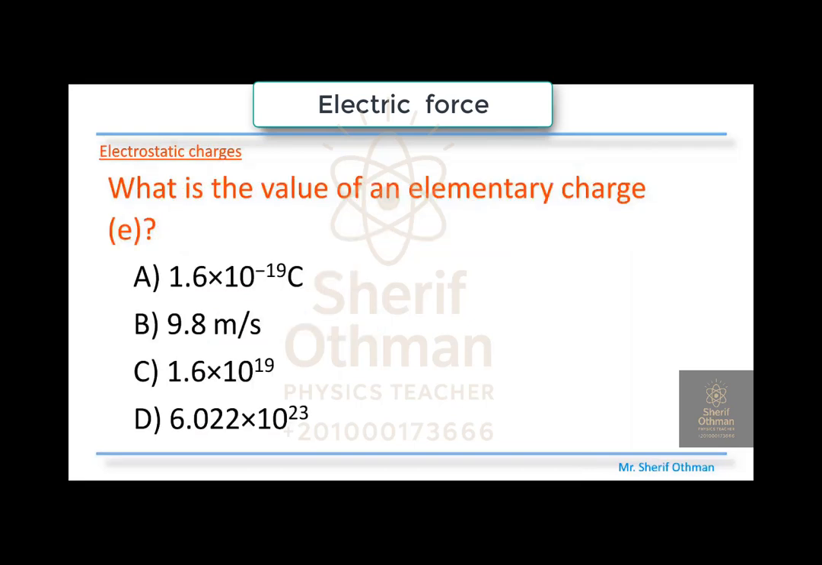What is the value of elementary charge? Elementary charge means 1 electron. It's the smallest charge, guys. 1 electron or 1 proton. So it will be 1.6 times 10 to the power -19 Coulomb.